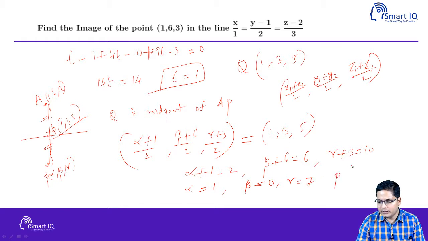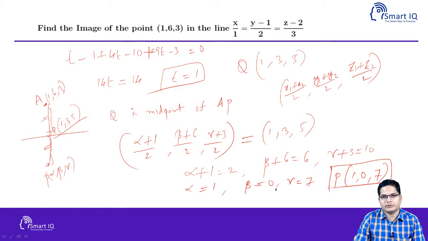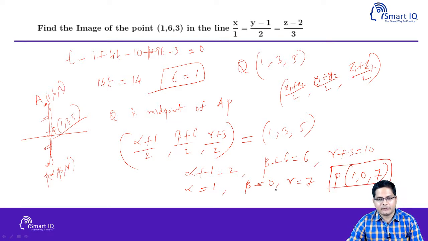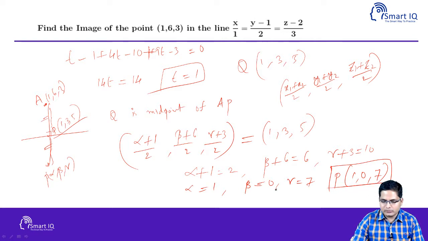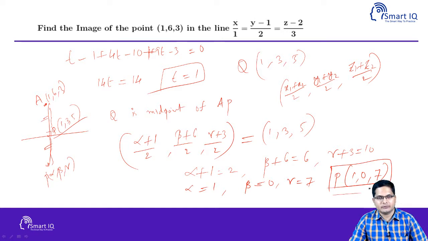So what is the point B? It is 1, 0, 7. This is the answer for the image. So whenever the question asks for the image of a point with respect to a line, make the line into symmetric form. If it is already given, well and good. After symmetric form, take a parameter t, take some random point Q, take the AQ vector, take the dot product with the direction of the line, then you will get T. When you get t, you will get Q. Then use the midpoint formula, you will get the image, right?